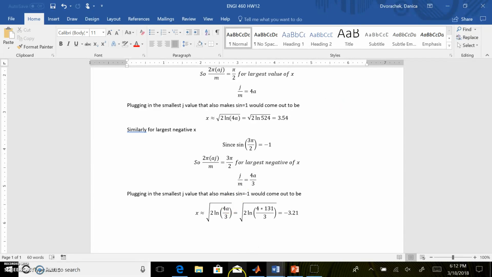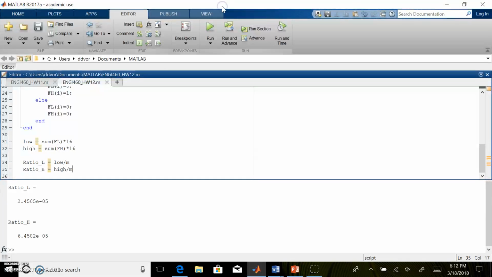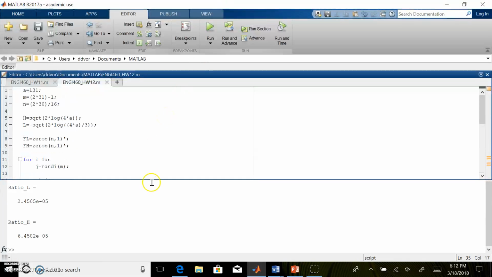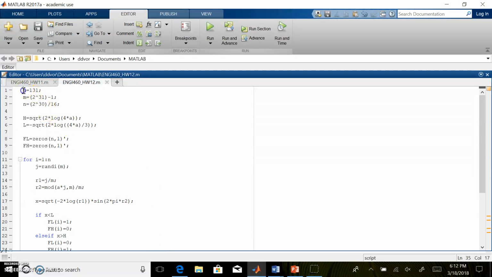With that, the next part of our recording is to show you the random generator that we created. So here, let me pull down this code. A, M, and N were all given to us in the prompt. A was 131, M is 2 to the 31st minus 1, and N was 2 to the 30th.